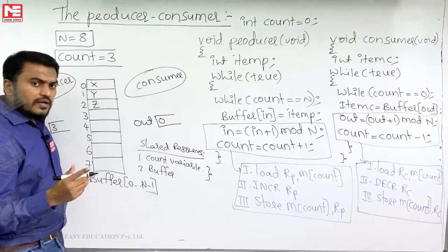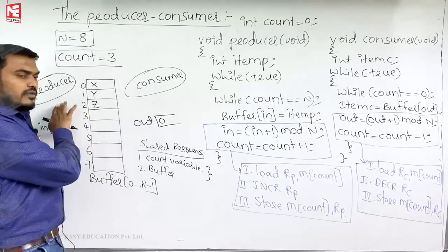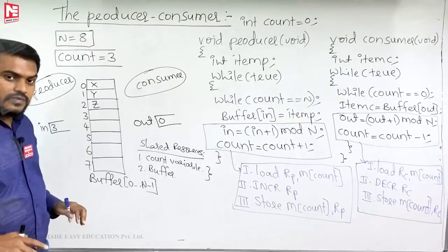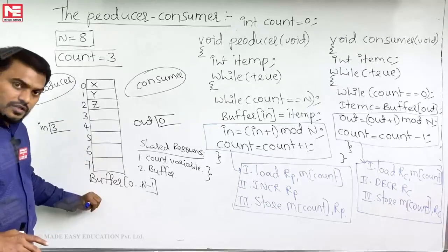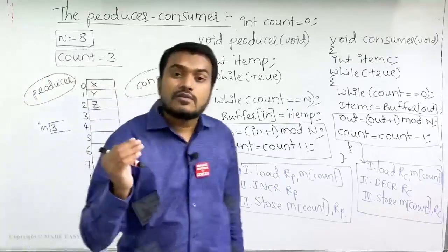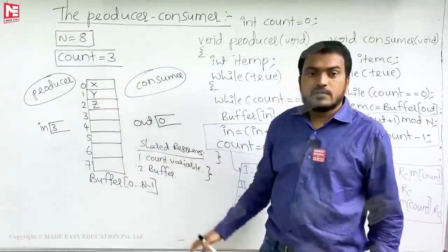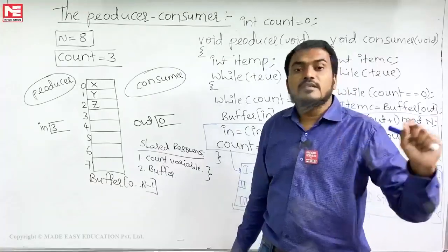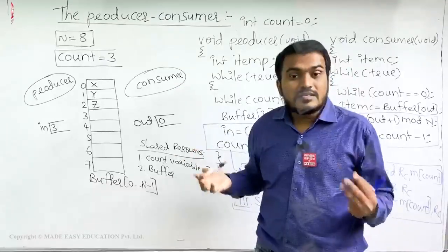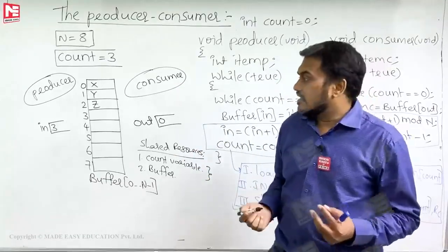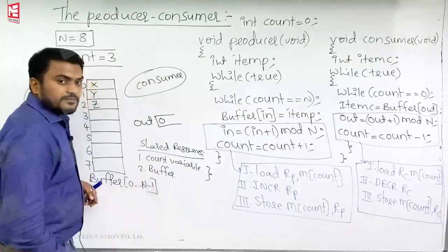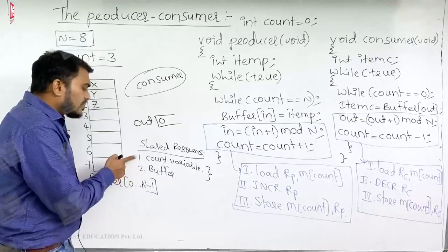Understand what we are trying to do here, I am repeating again. We have a producer that will keep on producing items into the buffer, and a consumer that will keep on consuming items from the buffer, and both are using the common shared buffer and the common shared variable count. So we are trying to provide synchronization to the producer and consumer to access the common shared buffer. Is that clear? The shared resources here are the count variable and the buffer.